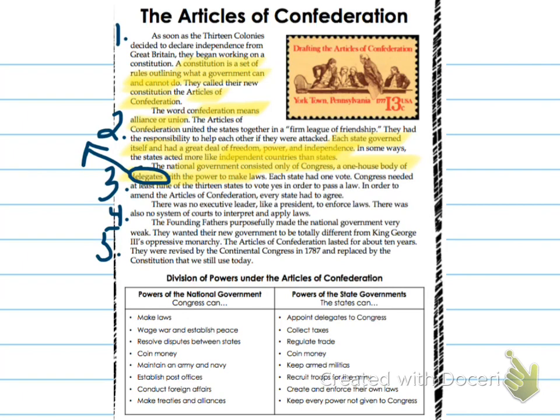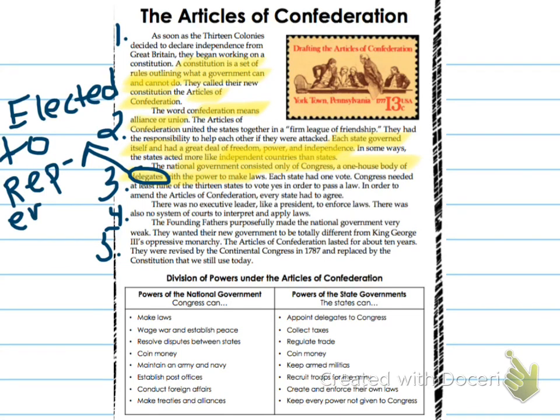A delegate is a person basically elected to represent the state. I hope your handwriting is better than mine. Try to write yours straighter than I wrote mine. And they are elected from each state. They are sent to Congress to make laws.